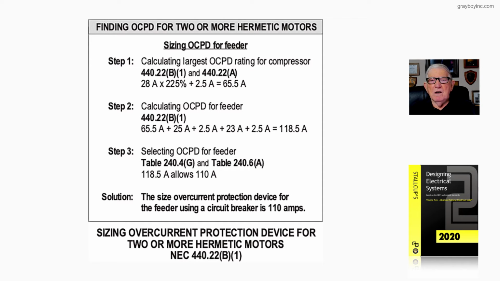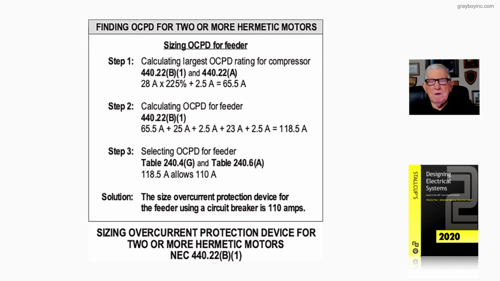65.5 amps plus 25 amps plus 2.5 plus 23 amps plus 2.5, and that takes care of all the units, and we come up with 118.5. But notice the two remaining units were added to this overcurrent protection device in step one, sized at 225%.